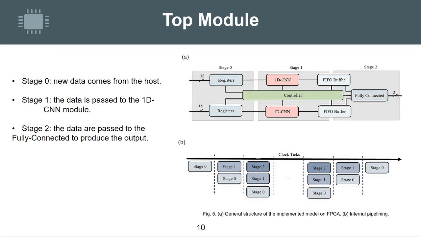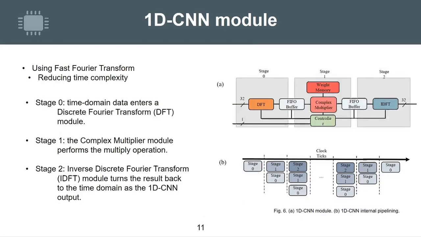We use the pipelining technique for optimization to increase the model's throughput and the clock frequency. The pipelining is here. At stage zero, new data comes and is stored in the register. At stage one, data comes to the 1D CNN module for convolution operation and extracts features. At stage two, the data is concatenated, and this feature is passed to the fully connected module to produce the output.